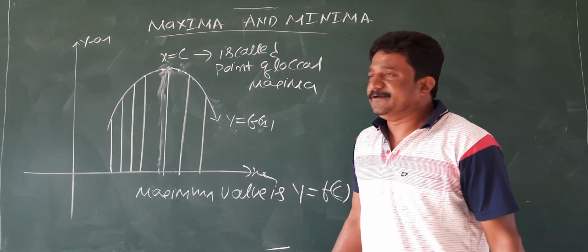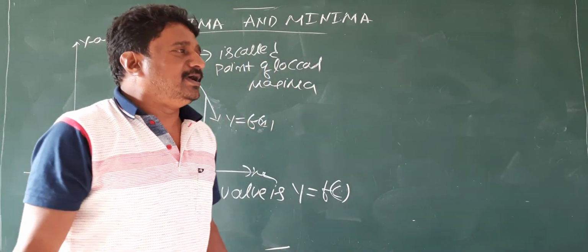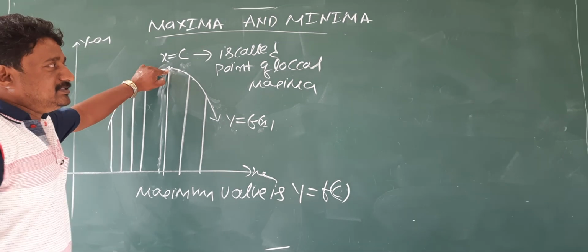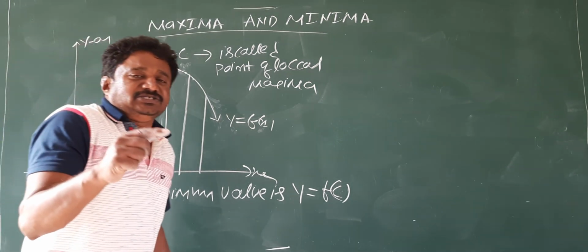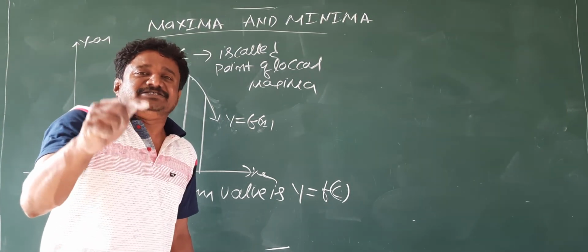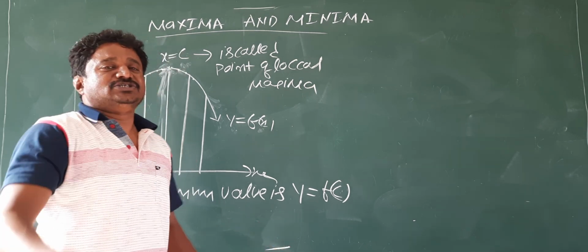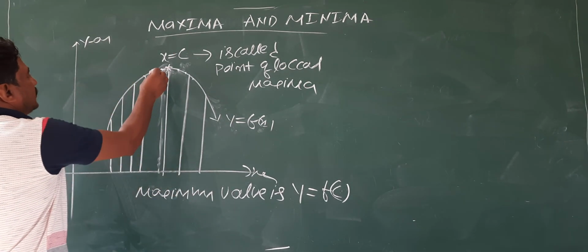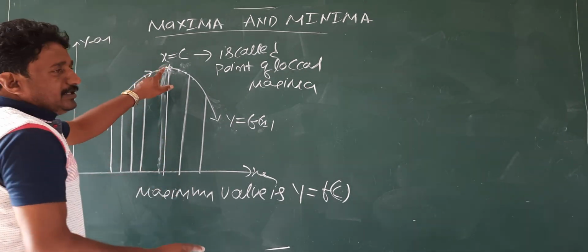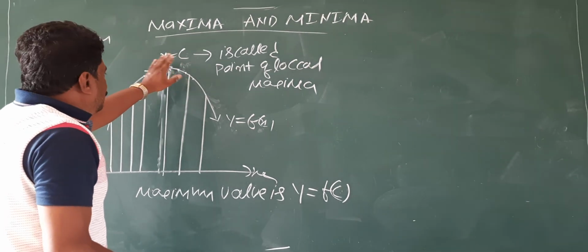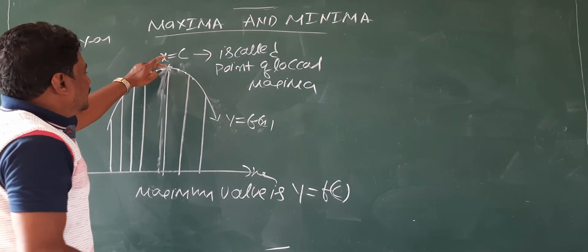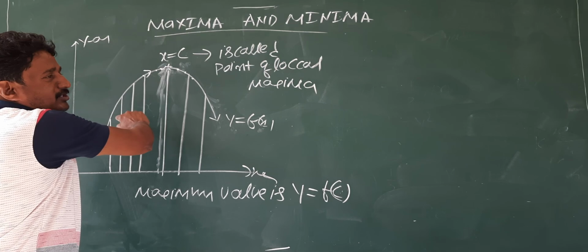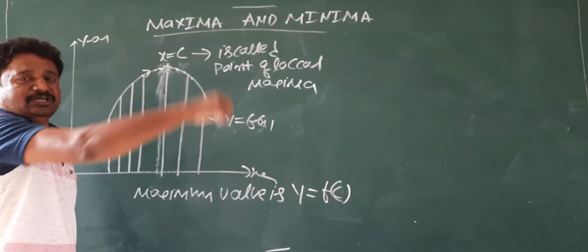Now let us think of finding conditions for this maximum point. That means when we say the point x is equal to c is a maximum point, let us find the conditions for that. Look at this, students. You see the left side of the curve is increasing, and the right side of the function is decreasing.